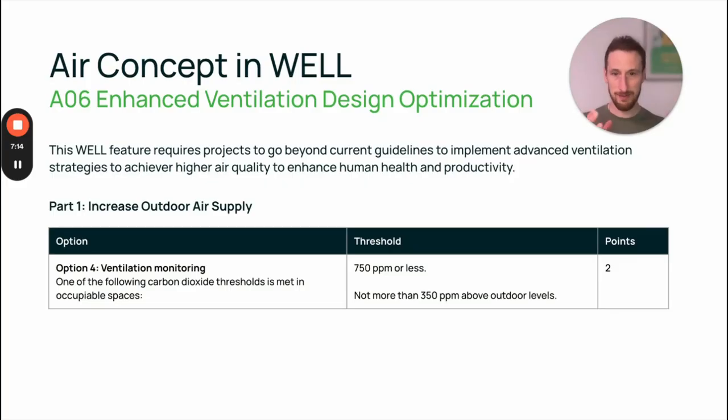A06 is kind of the upgraded version of A03, which is ventilation design. So this is for having enhanced ventilation. And again, there are several options to achieving this, but option 4 is around measuring long-term CO2 levels. And if your building's long-term CO2 levels are underneath 750 parts per million, then you can automatically be awarded these points, or within 350 ppm above outdoor levels.